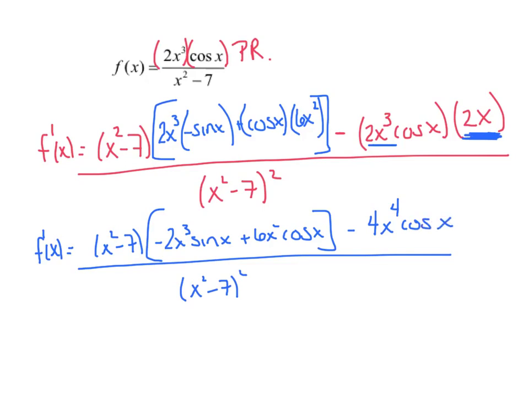Now, clearly at this point, you would just have to take the x squared and multiply it through, and the negative 7 and multiply it through. I'm going to leave it at that point. Hopefully your algebra skills are good enough to do that on your own.